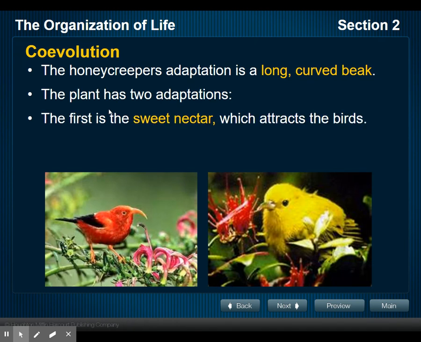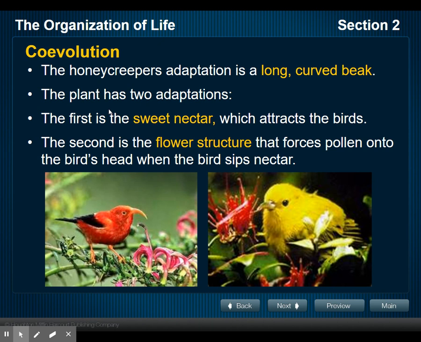This is the honeycreeper right here. And if you'll notice, there are several different species of honeycreeper, and they are all specific to one flower. Okay? So that beak right there will only fit in one type of flower. So the adaptation of the honeycreeper is a long curved beak. And then the plant has two coevolution adaptations. First is the sweet nectar, and the second is a flower structure that forces pollen onto the top of the bird's head so that when he goes to the next flower, he pollinates it.